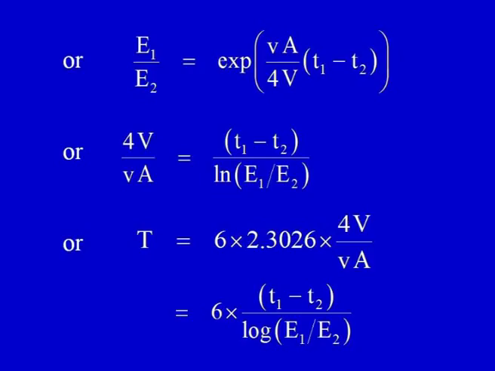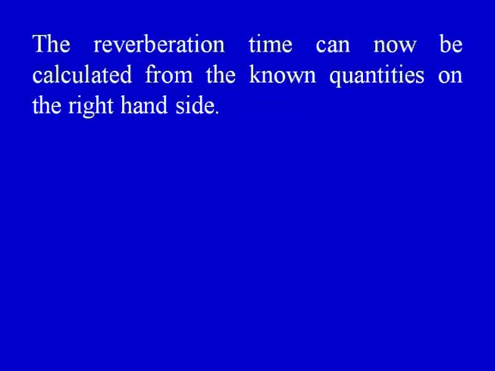We know T is 6 into 2.3026 into 4V upon VA. Substituting its value from the above equation, the result is T is given by T1 minus T2 divided by log of E1 upon E2. The reverberation time can now be calculated from the known quantities on the right hand side of this expression. The measurement of absorption coefficients.